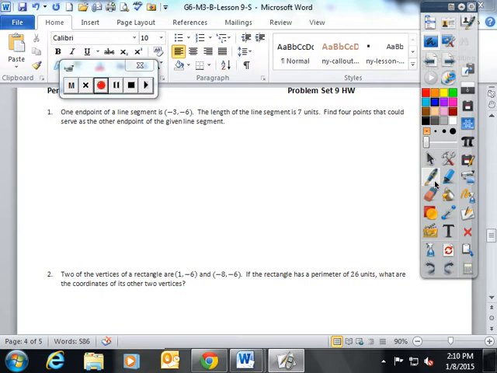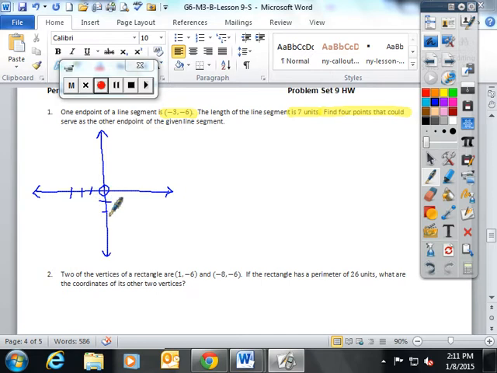So the first question: one endpoint of a line segment is negative 3, 6. The length of the line segment is 7 units. Find 4 points that could serve as the other endpoint of the given line segment. As you can see, there is no coordinate plane provided. We're hoping that students can evolve to being able to do this mentally. Just because no coordinate plane is provided doesn't mean the students can't draw their own if that's a problem-solving technique.